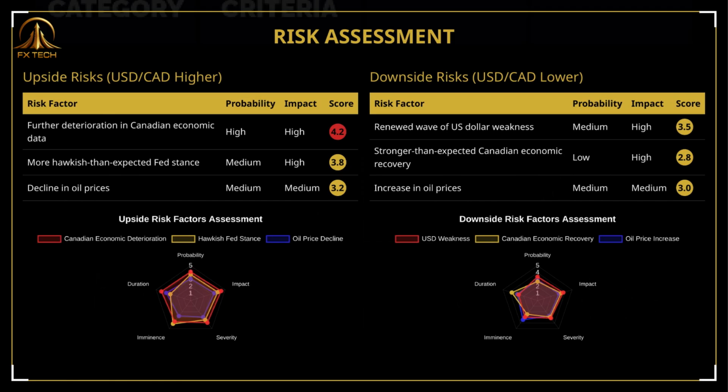Traders should monitor these risk factors closely as they could significantly influence the direction of USD/CAD in the coming weeks.